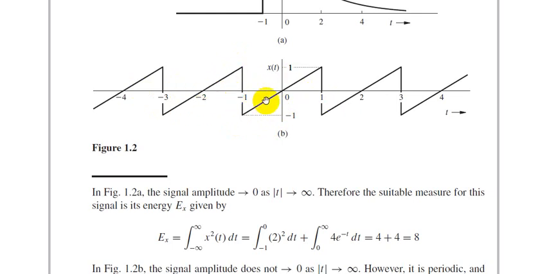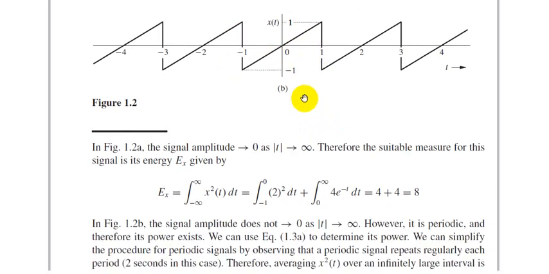We can determine the power of the signal from -2 to 0. We can determine the power of the signal from -4 to -2. We can determine the signal power from -1 to 1, again 0 to 2, whatever. We can take any periodic duration to determine the power of the signal. Now for our calculation, we have taken the periodic duration from -1 to 1.